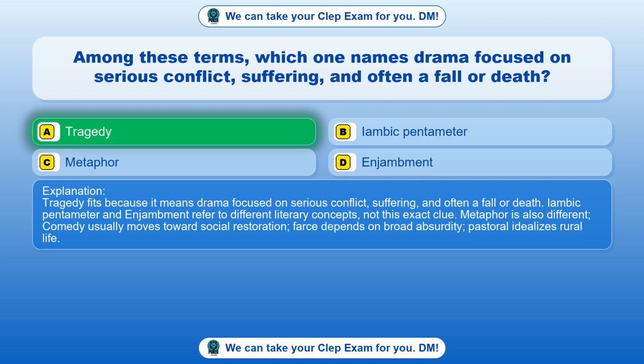Iambic pentameter and enjambment refer to different literary concepts, not this exact clue. Metaphor is also different. Comedy usually moves towards social restoration, farce depends on broad absurdity, pastoral idealizes rural life.